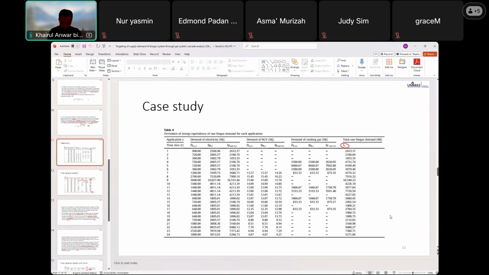The first value for demand in electricity is 900, 720, 1260, 1800. If you see the NGV, it started at 71357. How about cooking gas? It started at 4,2500.